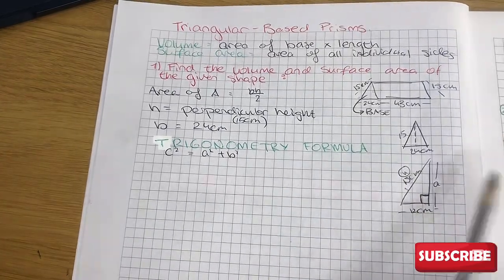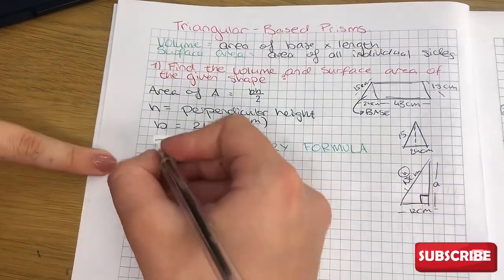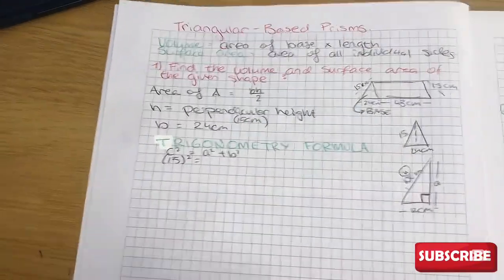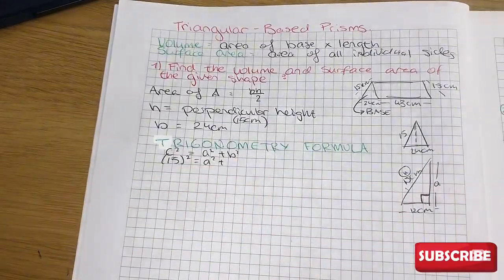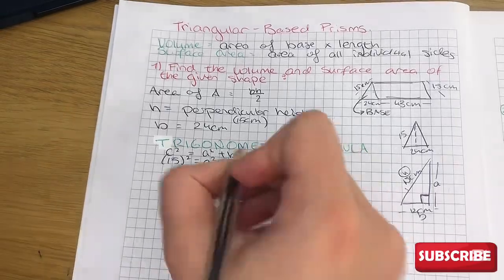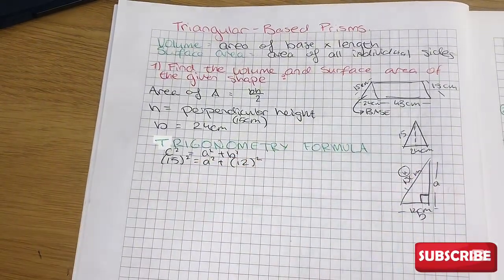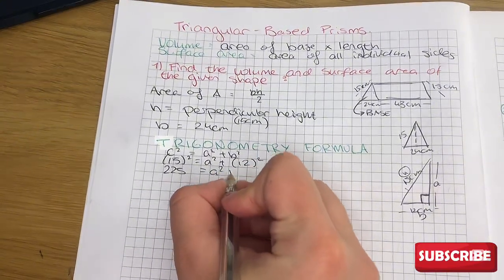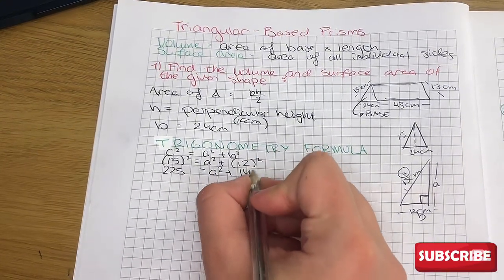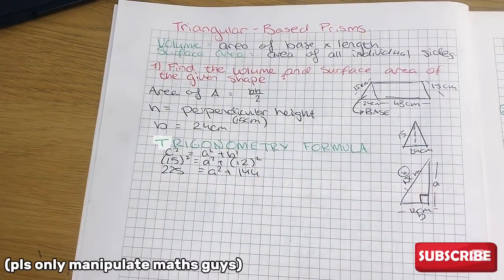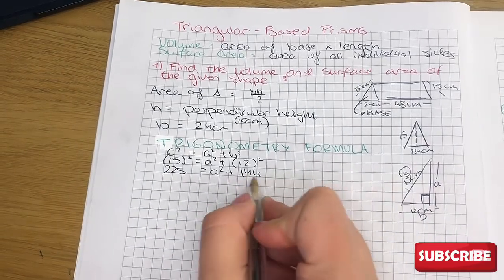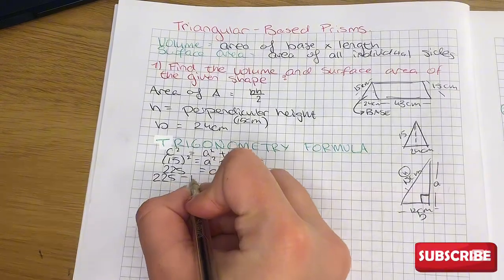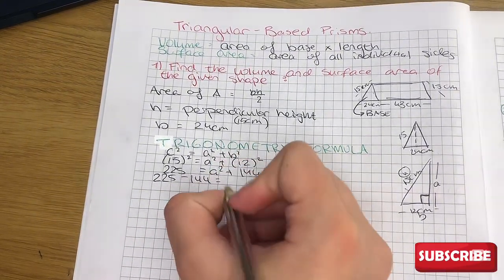This is the hypotenuse. Okay, our hypotenuse is 15, so we will put 15 squared is equal to A. We don't know the value of A, so we'll just leave it as A squared, plus B, I'll just label 12 as B, so this will be 12 squared. 15 squared gives us 225, is equal to A squared, plus 12 squared is 144. I'm going to manipulate this now to find the value of A. So I'm going to put this 144 to the other side, and when I do, this will become minus 144. Okay, is equal to A squared.